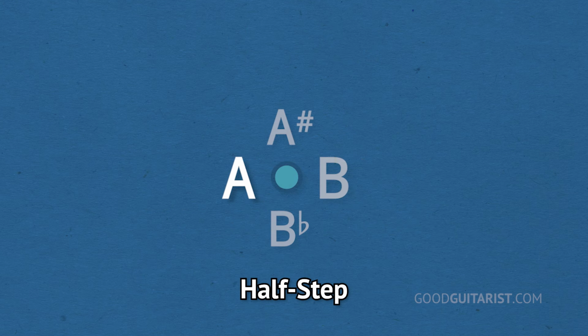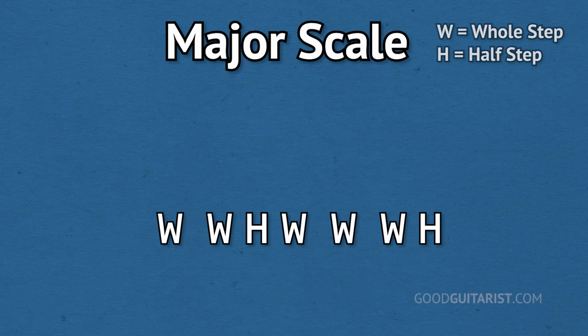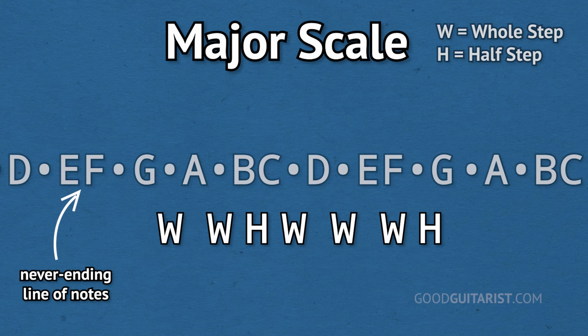So if we're on the note A and we go up a half step, we end up on A sharp or B flat. If we start on A and go up a whole step, we end up on B. And there's a formula for the major scale. Whole, whole, half, whole, whole, whole, half. To create our key, first we pick a note.